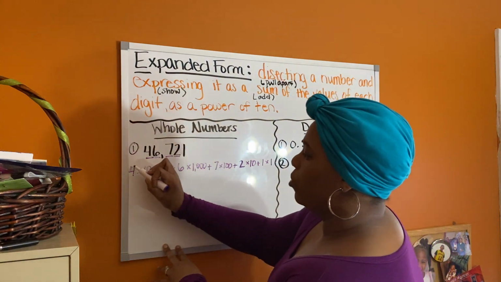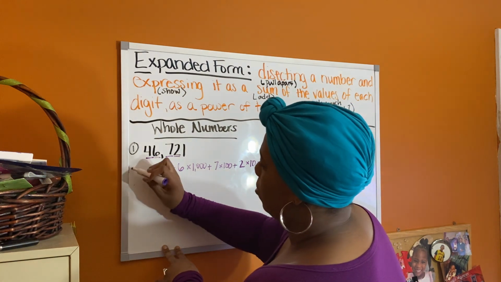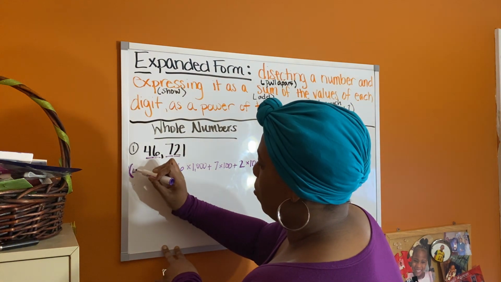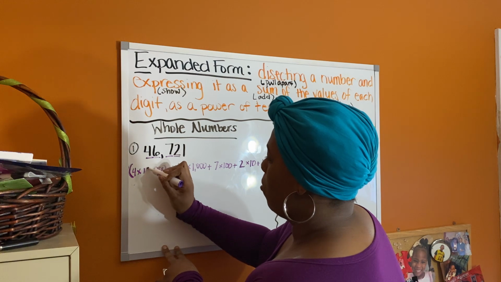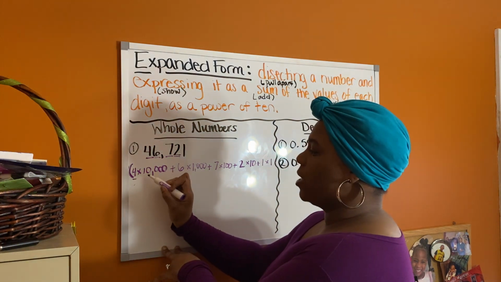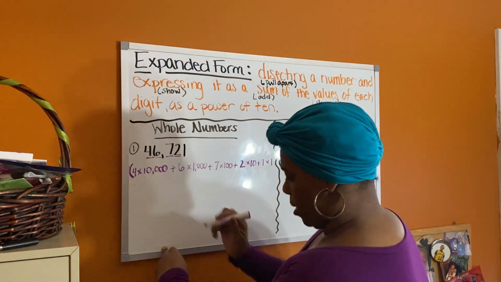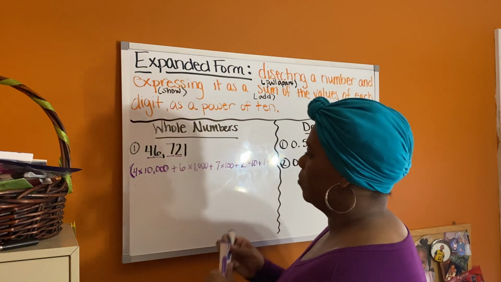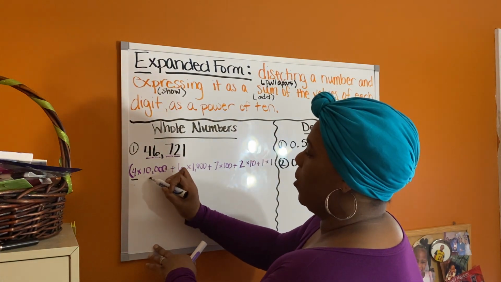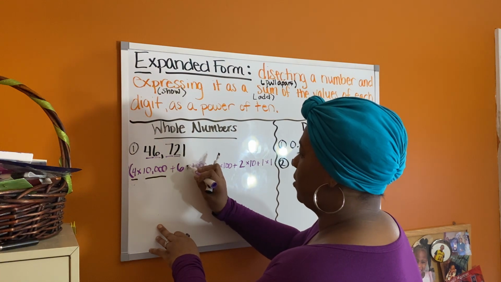All right, so if you look at it, here's our first number and its place value. Actually, let me do that in a different color. First number, place value. Then we have our 6.